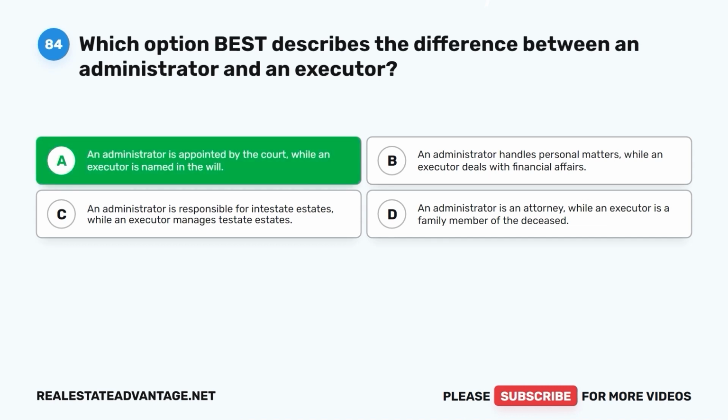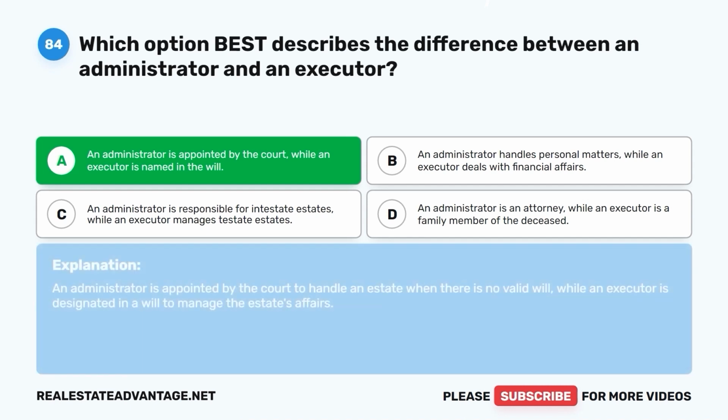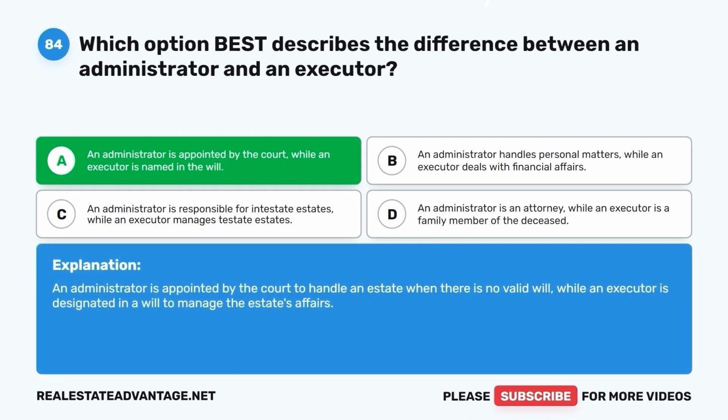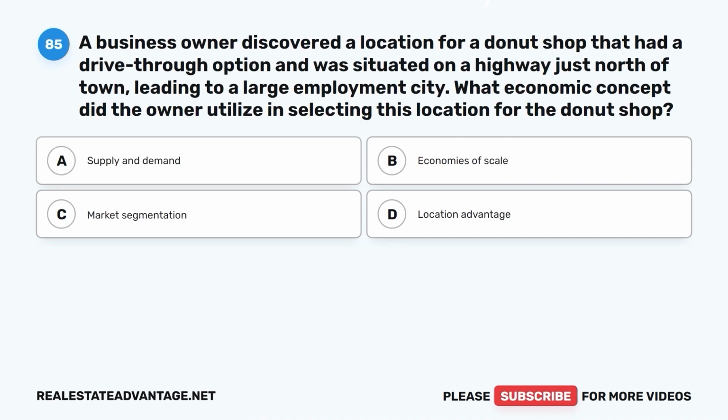The correct answer is A. An administrator is appointed by the court, while an executor is named in the will. An administrator is appointed by the court to handle an estate when there is no valid will, while an executor is designated in a will to manage the estate's affairs. Question 85.